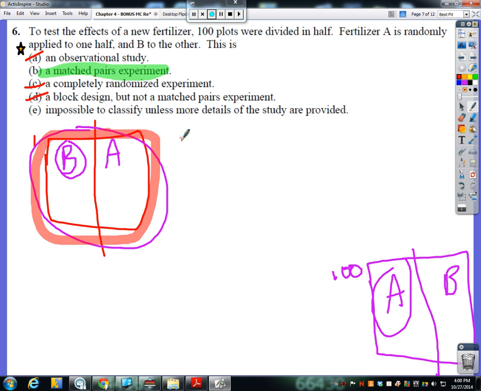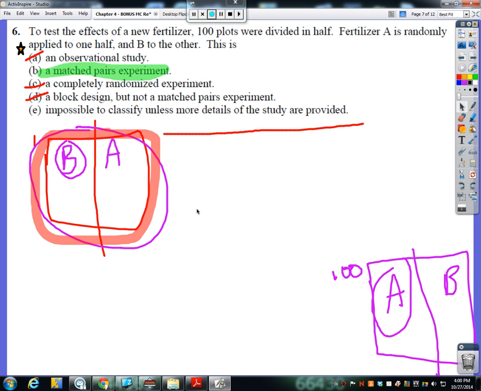Impossible to classify unless more details of the study are provided. It might be more E, since we didn't really know if it was an observational study or a matched pairs experiment. So man, this one's tricky. I would still have to say a matched pairs by the way they were setting this up. If I provided a blank here and you said, I don't really know because we don't know if they're going to measure something in the end, I would give you credit for that.